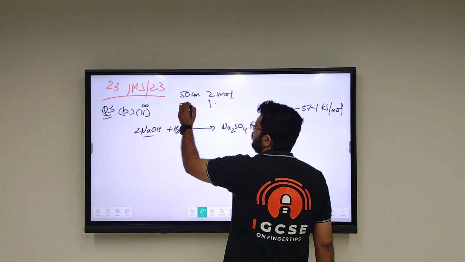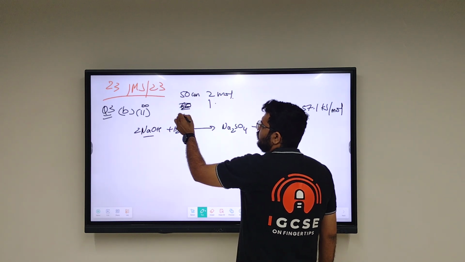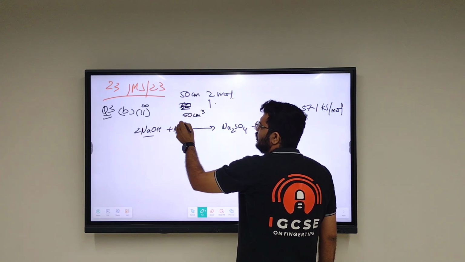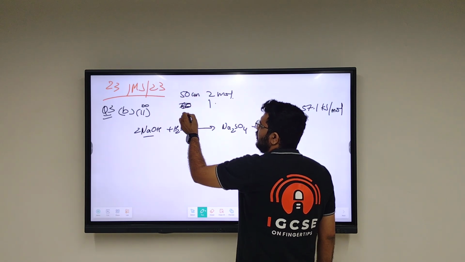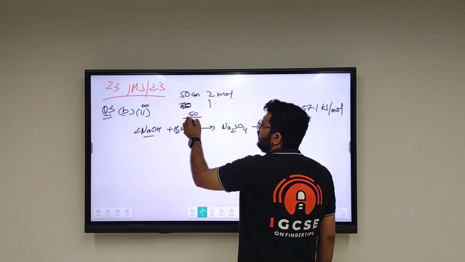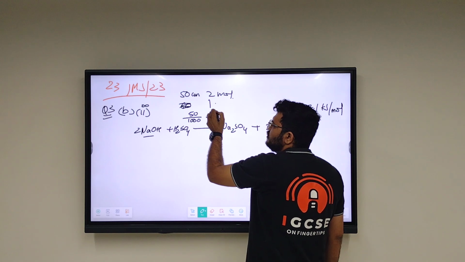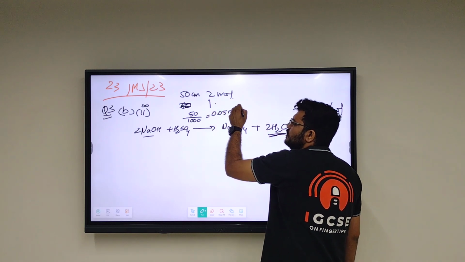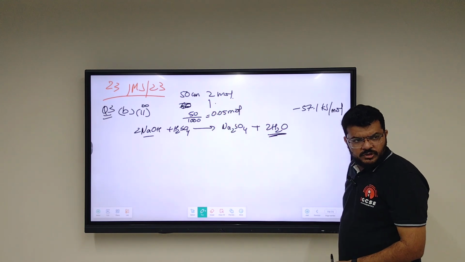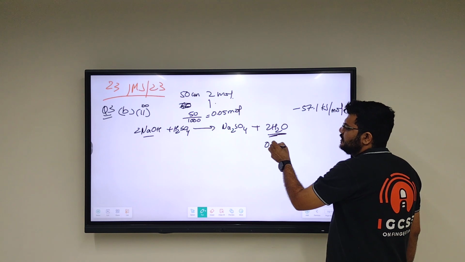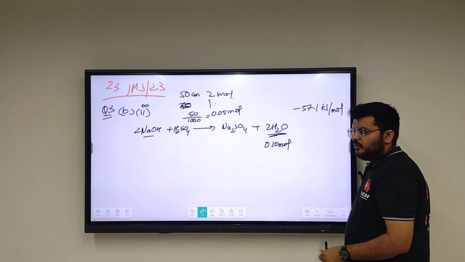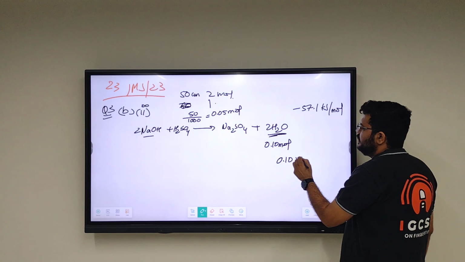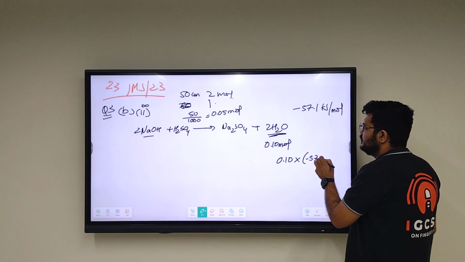How much of the H2SO4 will be used? 50 centimeter cube will be used. And can I say 50 upon 1000, so how much is that? 0.05 moles of H2SO4 is used. Therefore 0.10 mole of H2O is formed. What is the enthalpy here, or how much is the heat energy given out?